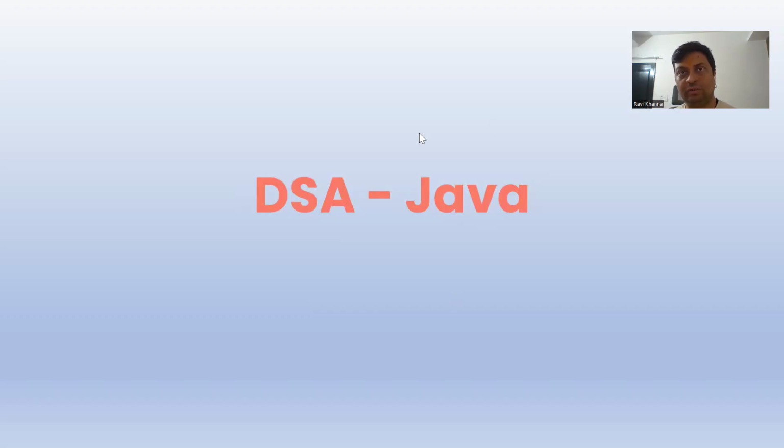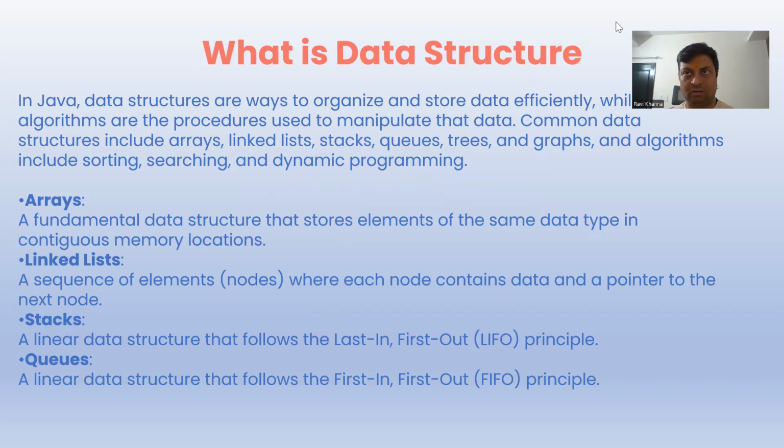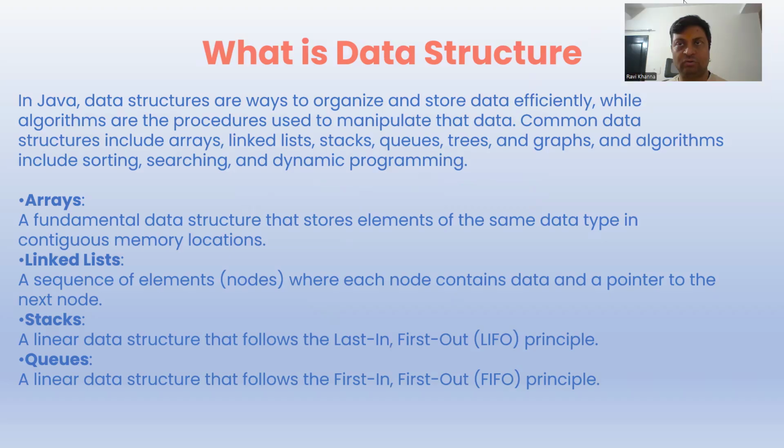So today we are going to discuss data structures and algorithms in Java. Now, basically, first we should understand what a data structure is. In Java, data structures are ways to organize and store data efficiently, while algorithms are the procedures or step-by-step instructions which are used to manipulate that data. Now, common data structures in Java include arrays, linked lists, stacks, queues, trees, and graphs.